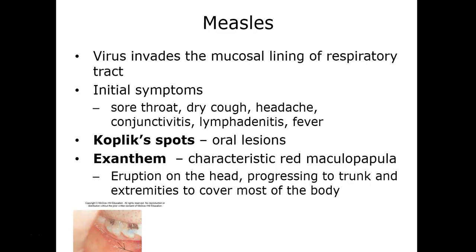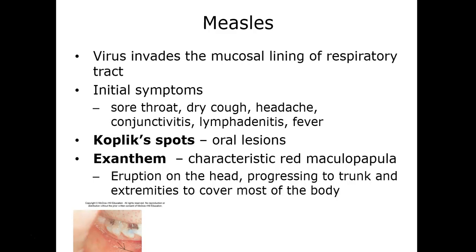maculopapular rash that forms on the head and then eventually progresses to the trunk and the extremities, and we call this an exanthem. So this is also another key clinical sign that would suggest that somebody is infected with the measles. So you can see these kind of white spots. Sometimes they have a blue center to them in the oral cavity. These are the Koplik spots, which are those oral lesions that form. There are occasional cases of pneumonia that are seen with the measles.